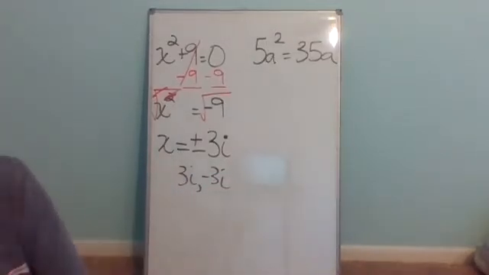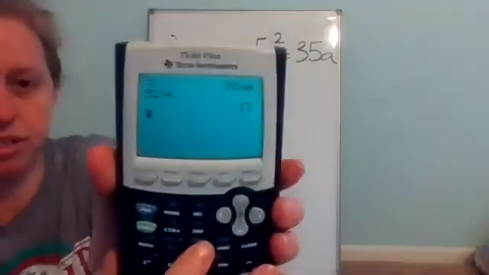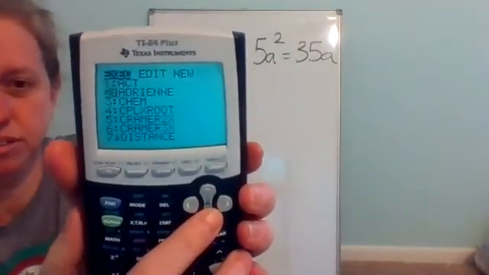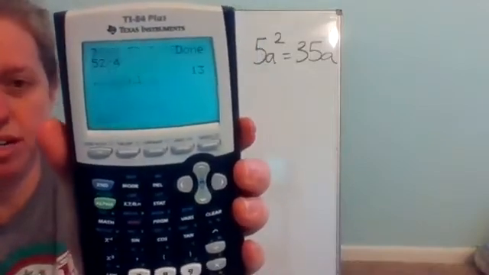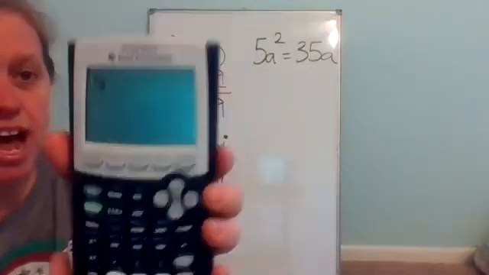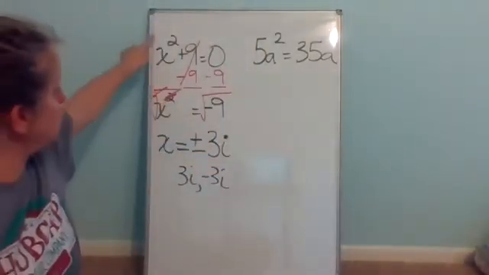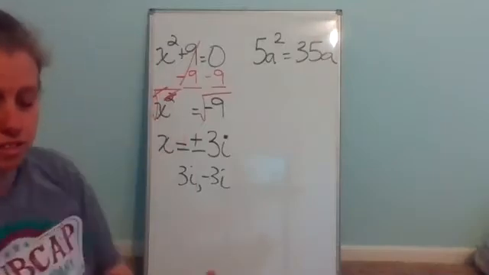Again, if you have the program, quad. So your A, which would be the number in front of x squared, which would be a 1.